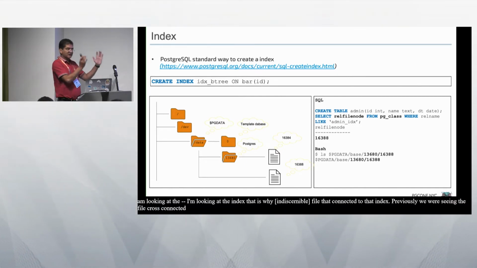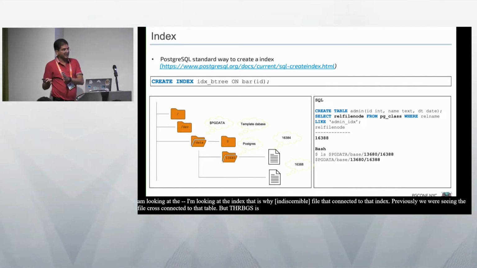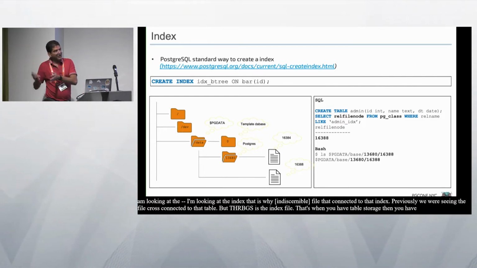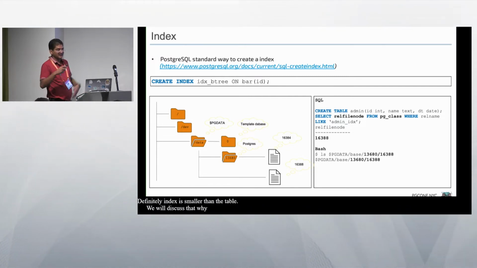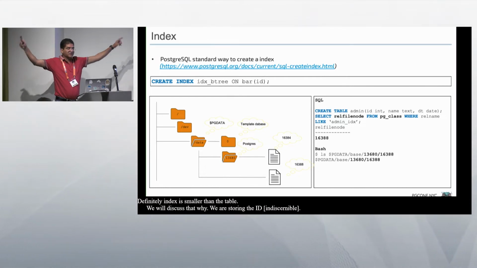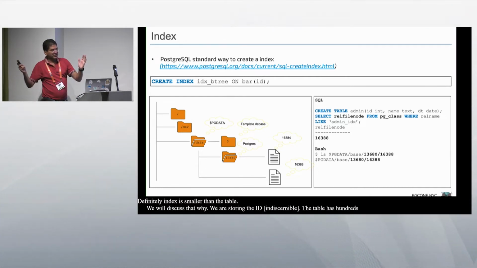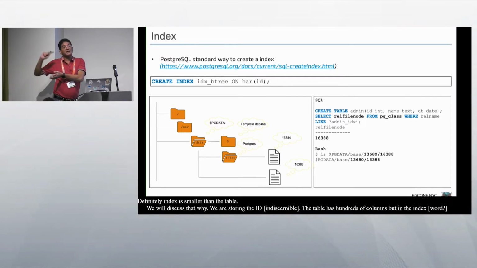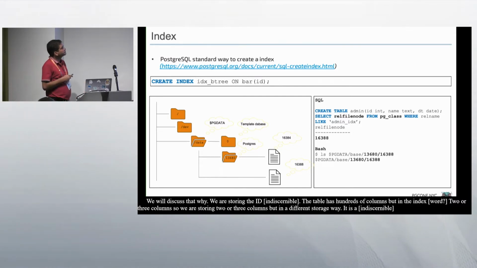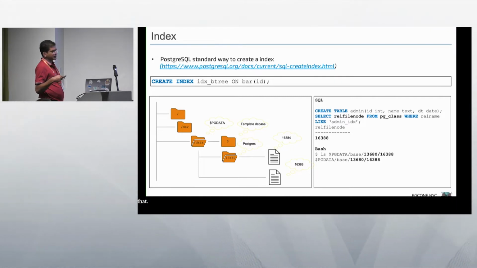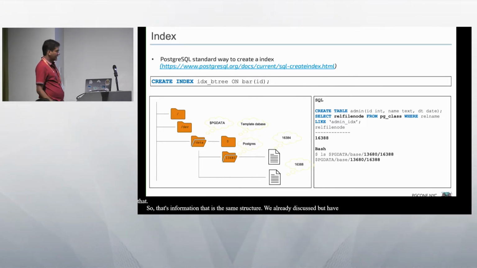So that means you have table storage, then you have index storage. Definitely the index is smaller than the table, and we will discuss why. Because we are storing the IDs only. The table has hundreds of columns, but the index has maybe 2 or 3 columns, stored in a different way, not in a sequential way. It's B-tree storage, or hash, something like that. That's the same structure we already discussed, but we have the index file in that too.